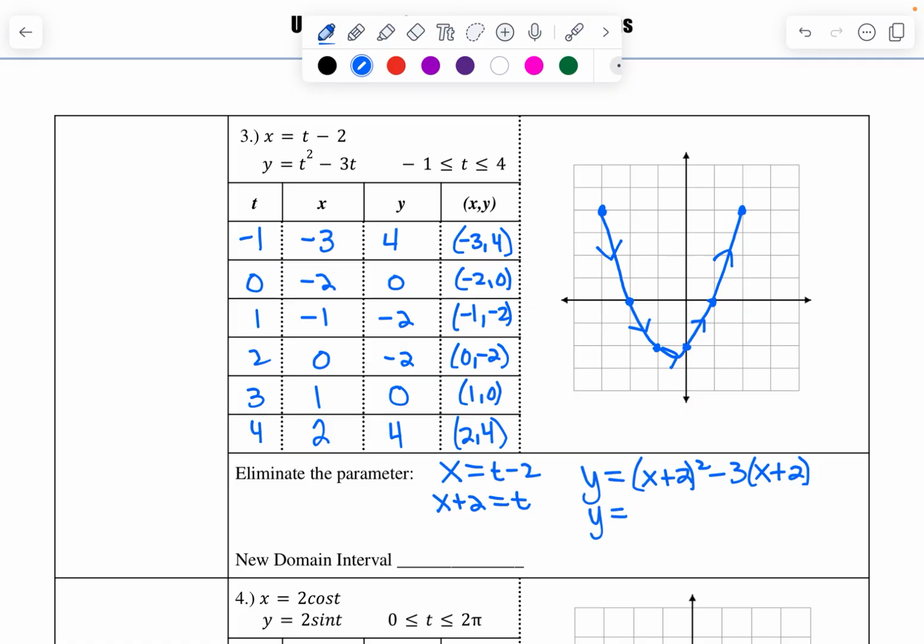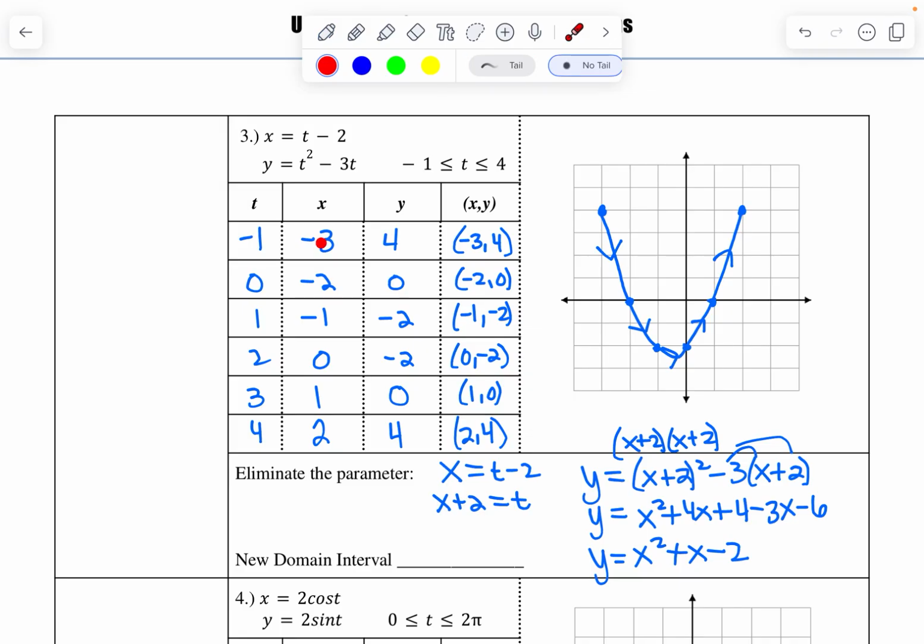So x plus 2 quantity squared. Remember, that's a binomial squared. So you got to do x plus 2 times x plus 2 and get x squared plus 4x for those outsides and insides plus 4. Distribute here and get -3x minus 6. So if we combine like terms, y equals x squared plus x minus 2. So we've got a quadratic, which is what we see in our graph as well. The new domain interval, we can see it goes from -3 to 2.